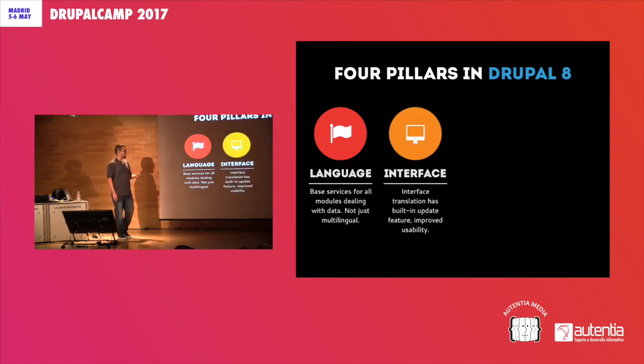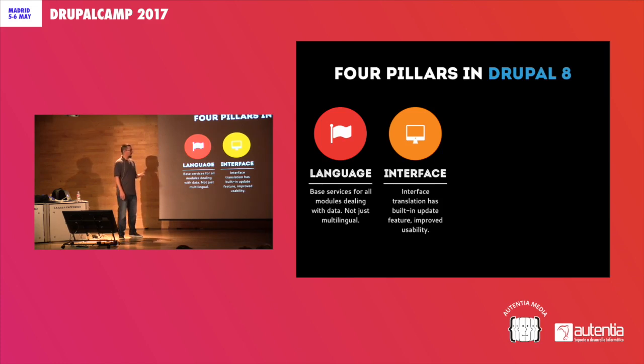Then we have the interface translation module that allows you to translate the interface itself. These 2 modules are what in Drupal 7 was the locale module. So now they are more isolated. One is for assigning language to your data, and the other one is for translating the interface. So you can, as I said before, track the language of a monolingual site.